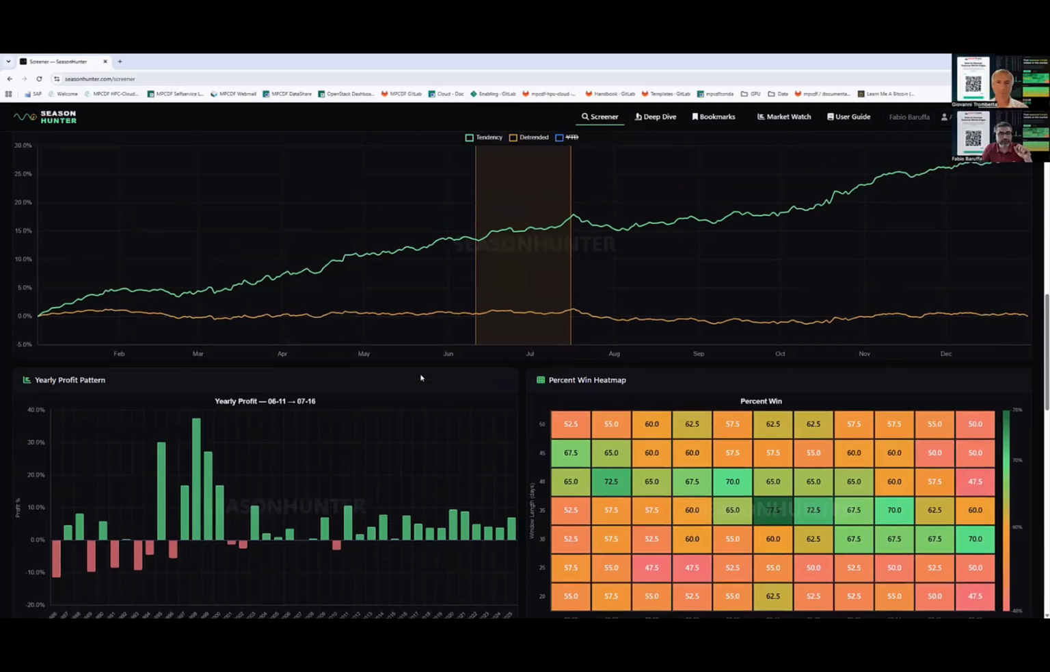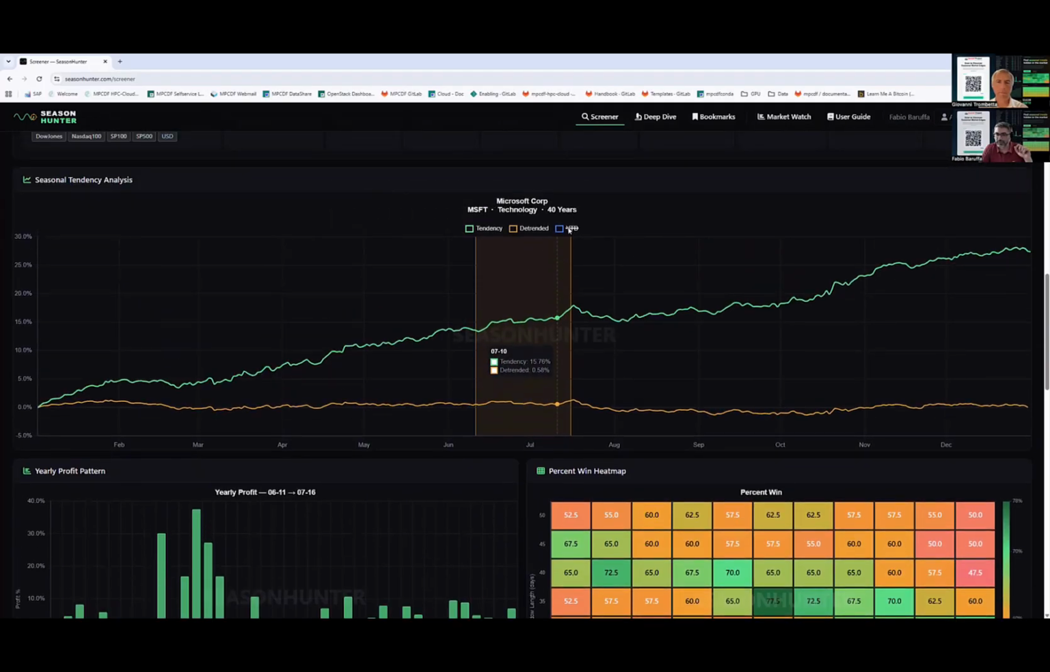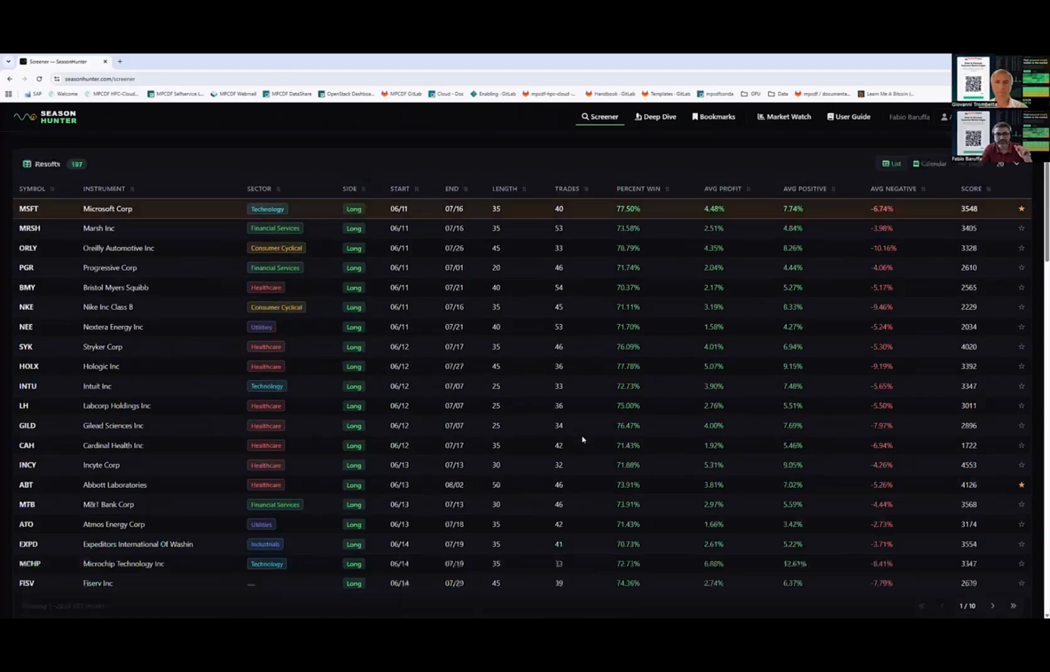Okay, I actually didn't show this line. I will show you. This is the year to date, so how Microsoft is going from the beginning of the year, and you see there is a bit of suffering. It might be a good time. This is, as Giovanni mentioned, not a guarantee, but it's statistically relevant.